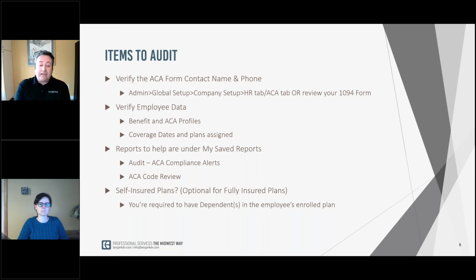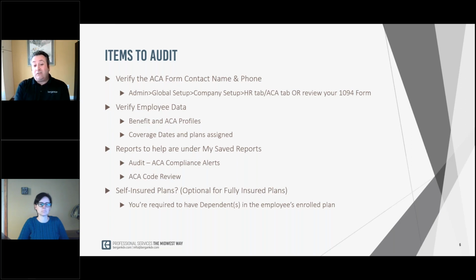The main thing we're going to have you look at though is employee information. Most of the issues that clients come up with in terms of ACA reporting is related to inaccurate or missing benefit profiles or ACA profiles. If you clean up those things beforehand, that will eliminate the vast majority of issues that we see after the fact when people are trying to create the forms. There are a couple of different reports that we're going to show you. One is called the ACA Compliance Alert Report, and one is called the Code Review Report, that are designed specifically to help you fill that out and review that information.